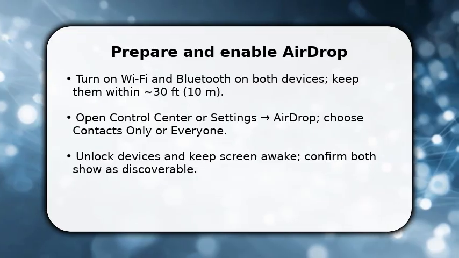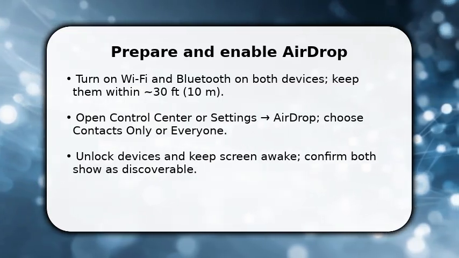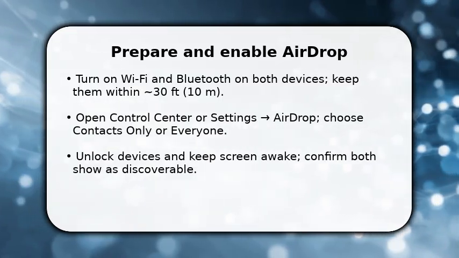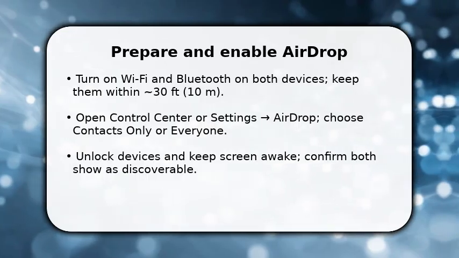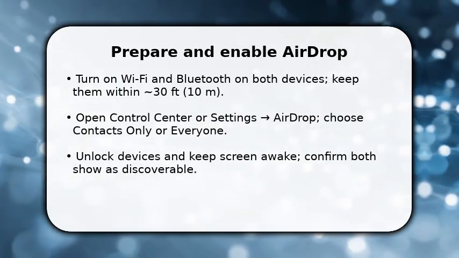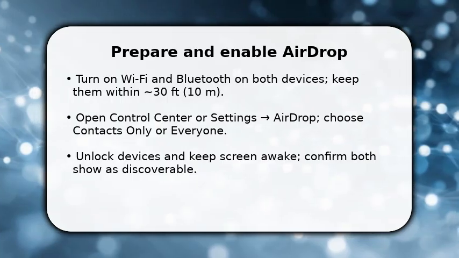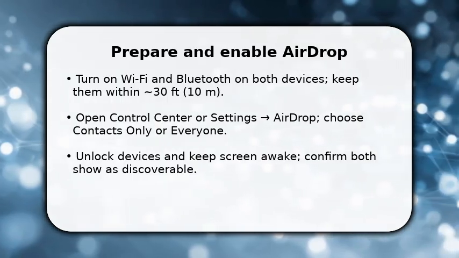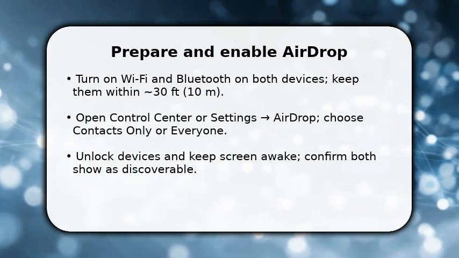You start by enabling the radios and making devices discoverable. Turn on Wi-Fi and Bluetooth, then open AirDrop settings and pick contacts only or everyone depending on who you trust. Once done, unlock both devices and keep them awake so discovery succeeds.